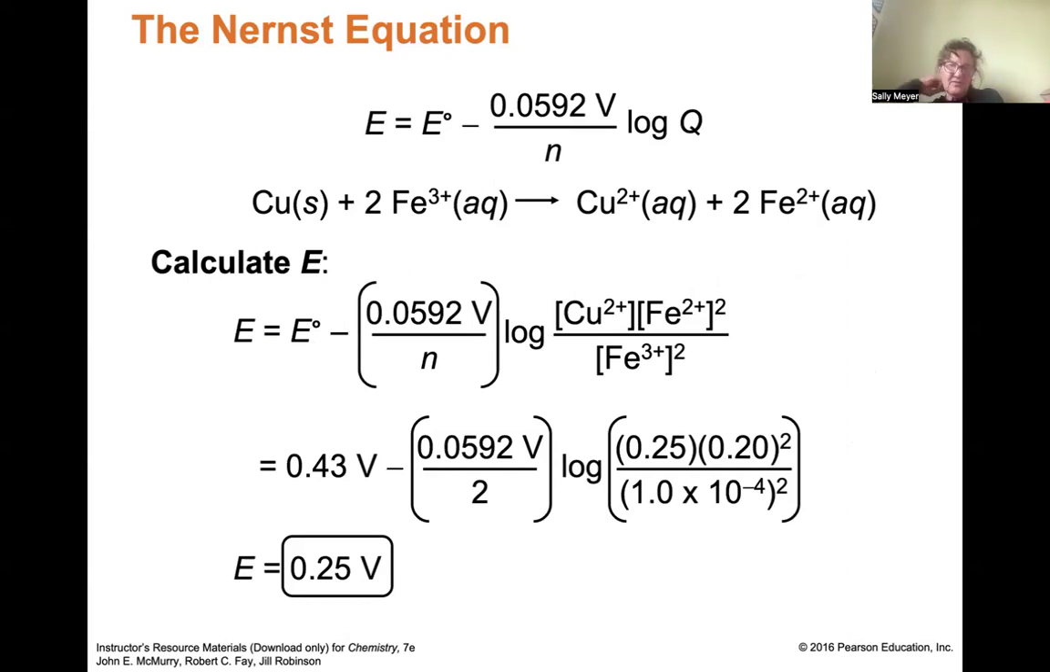They're using the other form where the 0.0592 has replaced natural log with log. It's also replaced R with 8.314, and it's replaced the temperature with 298. So that equation can only be used at 298. So plug all those numbers into the Nernst equation and come up with a cell potential of 0.25 volts.